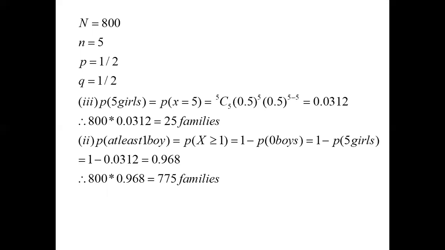Now the probability of at least 1 boy. So probability of x greater than or equal to 1. Otherwise I can find 1 minus probability of 0 boys, so 1 minus probability of 5 girls. So 1 minus 0.0312 gives 0.968. So 800 families in total, 800 into 0.968. So there are approximately 775 families with at least one boy.